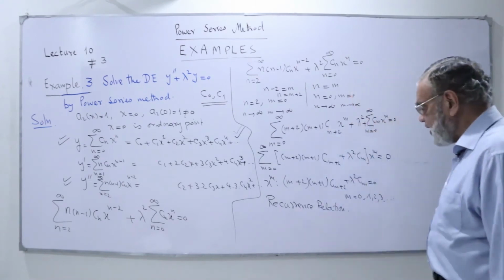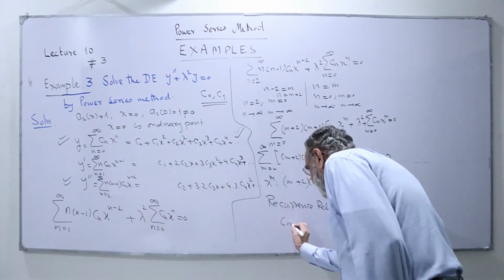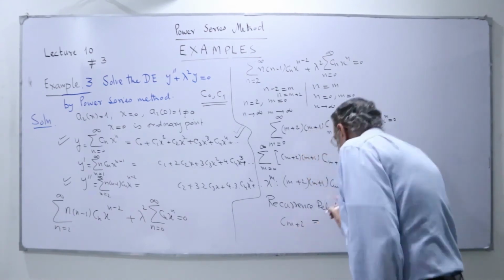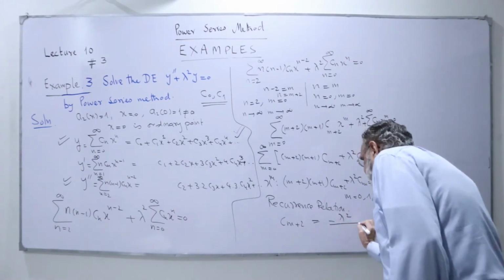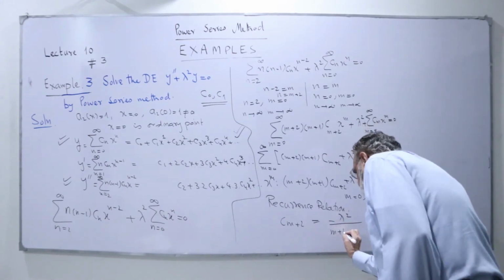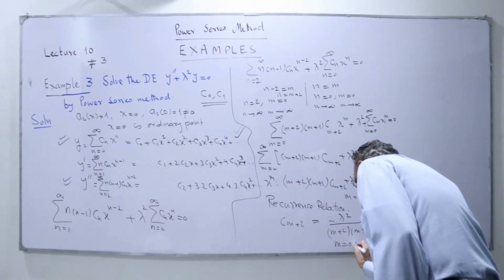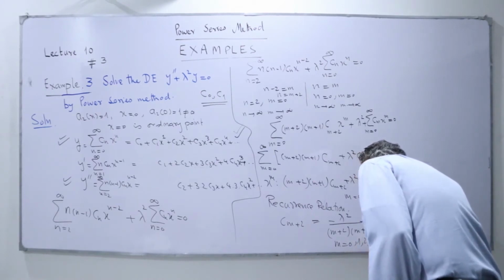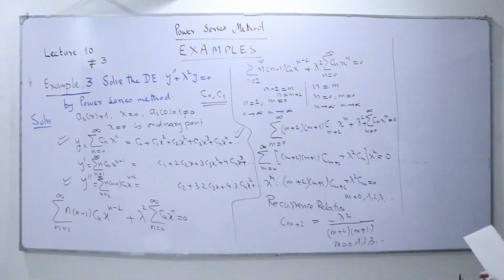So I rewrite my recursion relation. I'll get here my value of C_{m+2}. Taking this term to the other side, we get minus λ² divided by the coefficient, that's (m+2)(m+1), C_m. And we have the value of m equal to 0, 1, 2, 3, and so on. Now we are in a position to get the values of the C's.